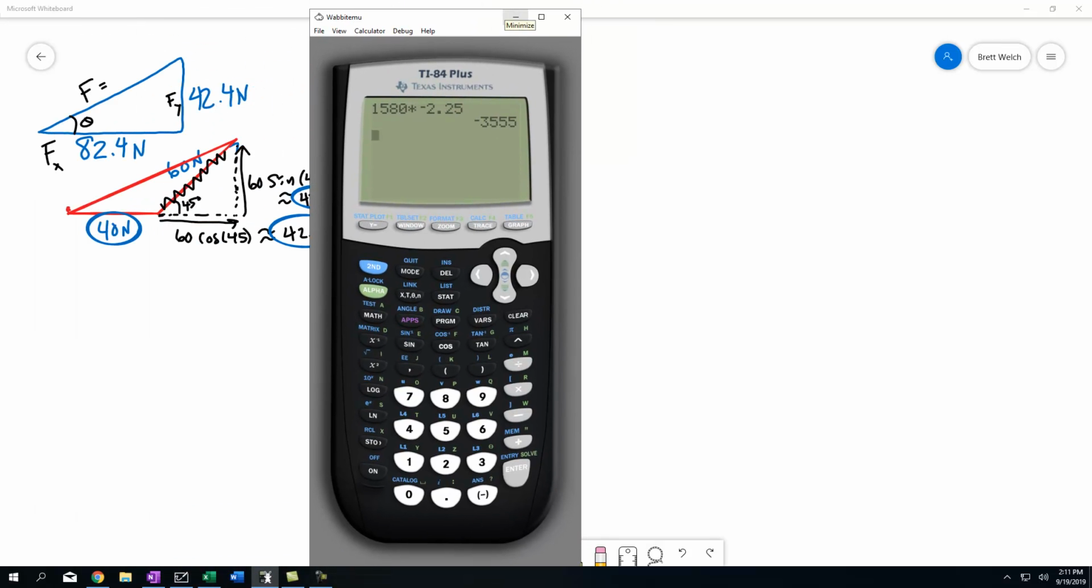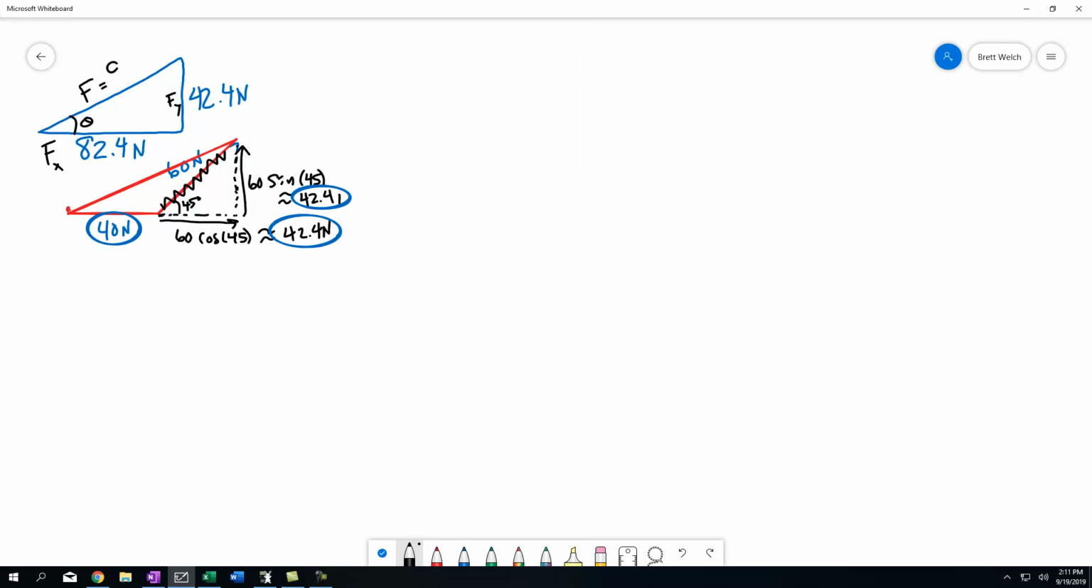Okay, so we're going to take the square root of 82.4 squared plus 42.4 squared. That's Pythagorean's theorem solved out. We get 92.7. I'm going to say this is 92.7 newtons. Okay. To find the angle, we're going to set up a tangent. The tangent of theta is the opposite, which would be 42.4, over the adjacent 82.4.